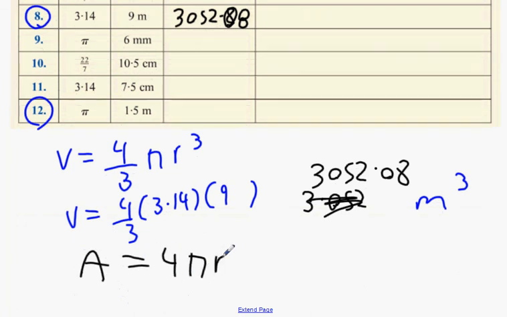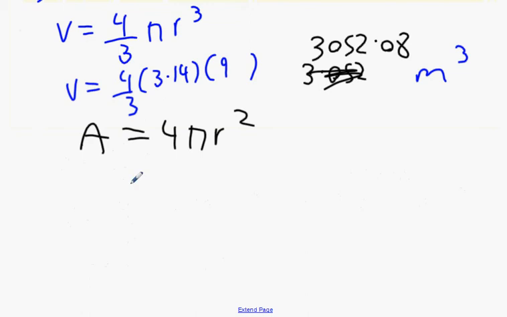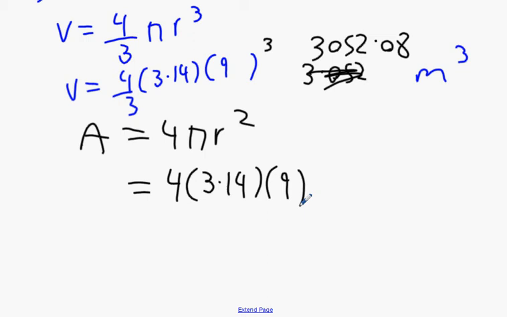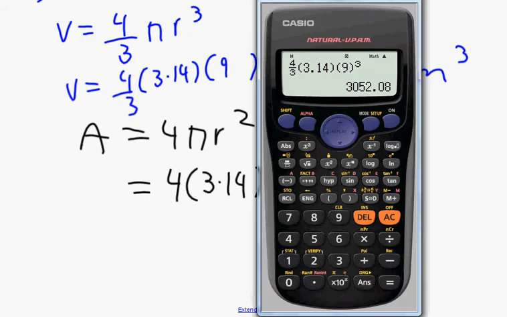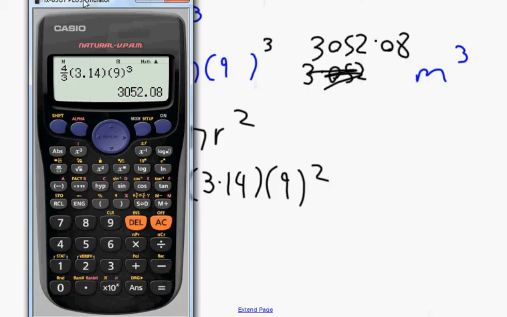The r value is, I'll say that was 9 cubed. Yeah, so 9 cubed. I'll say 9 squared. So put that into the calculator: 4 bracket 3.14 bracket 9 squared, and what you get is 1017.36.